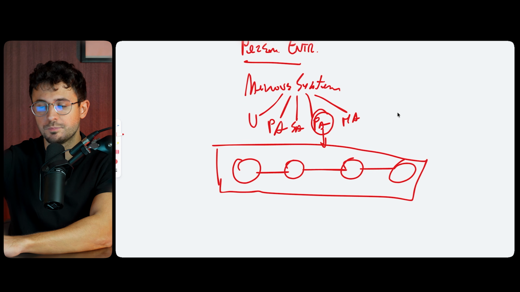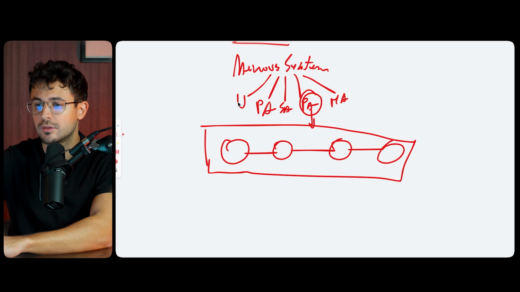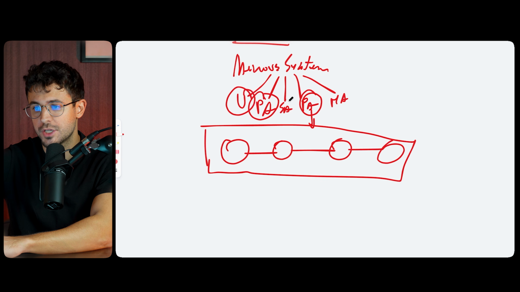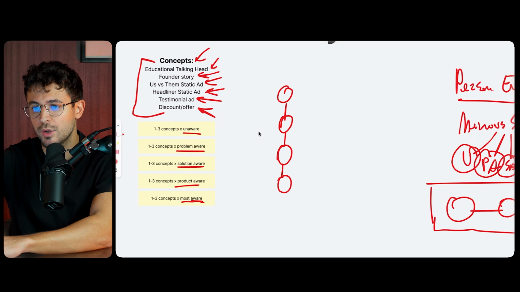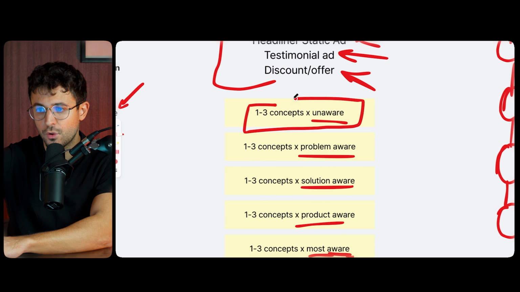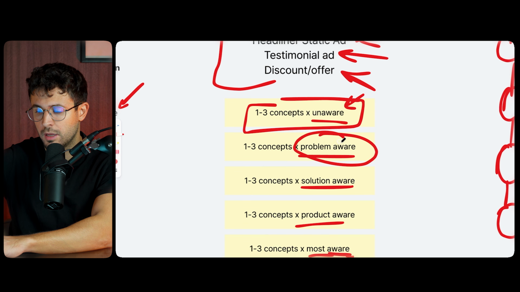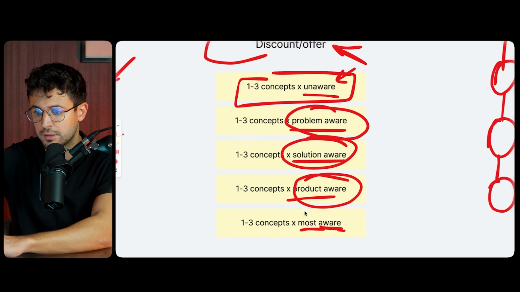So what you need to do is create ads in a sequence, meaning that you need to consider all the user awareness stages. The creative brief should be built in a way, the copy should be written in a way, and the concepts should be used in a way that matches different user awareness stages. In this case, for instance, you want to have 1 to 3 concepts for each awareness stage. So 1 to 3 concepts for unaware, 1 to 3 for problem aware, 1 to 3 for solution aware, 1 to 3 for product aware, and most aware.